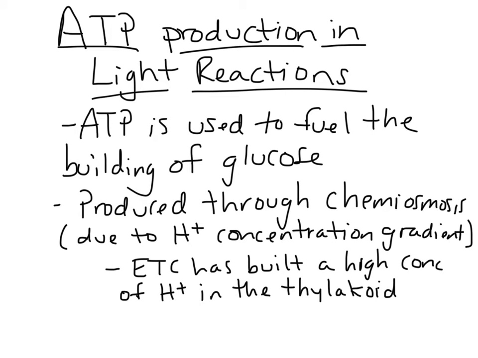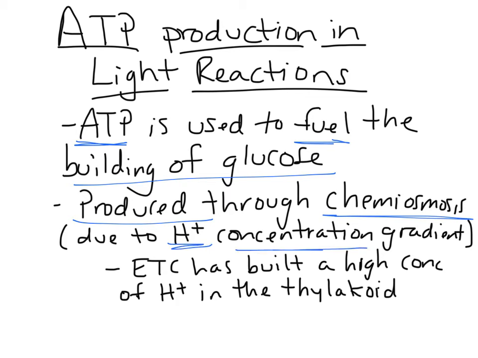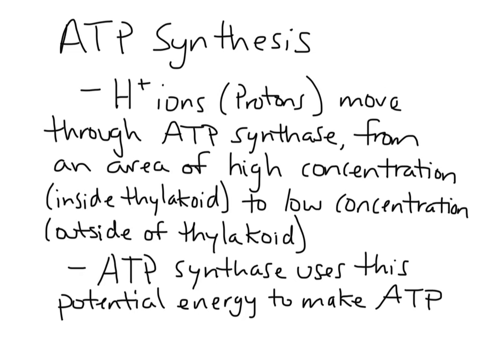So ATP is also produced during the light reaction, and it's used to fuel the building of glucose. So it is a product of the light reaction that then goes into the light-independent reaction, also known as the Calvin cycle. And it's produced through chemiosmosis. So due to that H plus concentration gradient that we created, chemiosmosis, so movement of something else, a chemical, the electron transport chain has built a high concentration of H plus in the thylakoid, and this causes ATP to be generated through what we call ATP synthase.